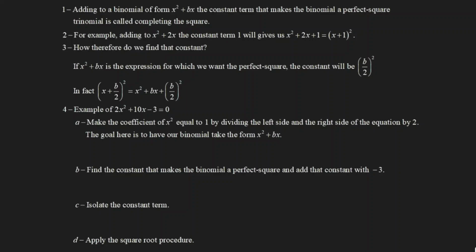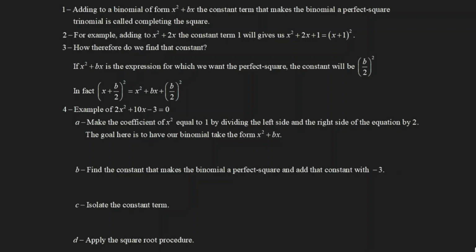Today we will talk about completing the square method that is being used for quadratic equations. So what is completing the square? Completing the square is when we try to add to a binomial of the form x squared plus bx a constant such that the result will give us a perfect square.